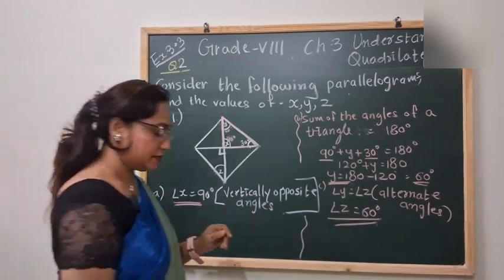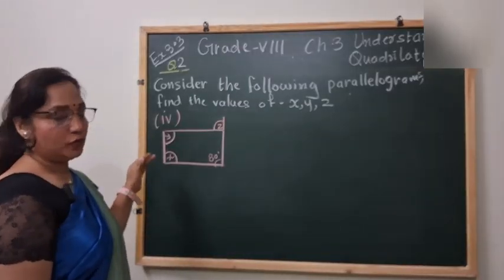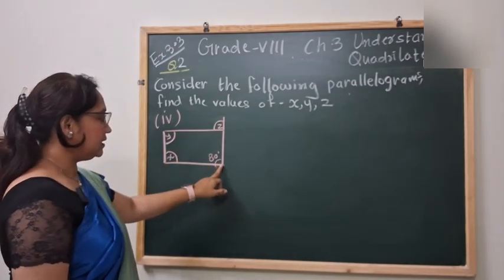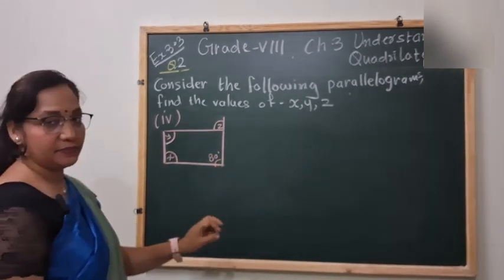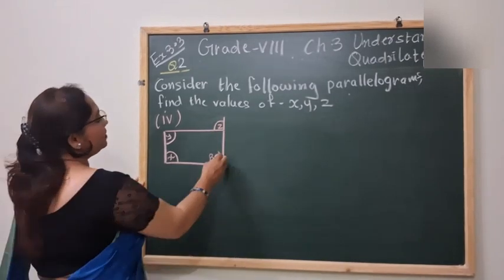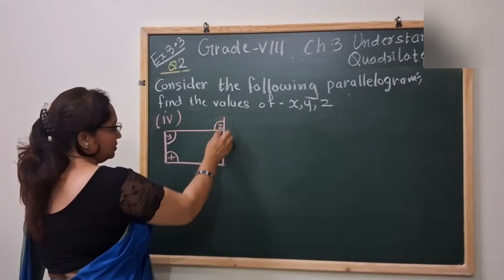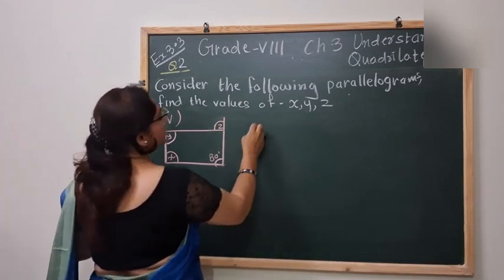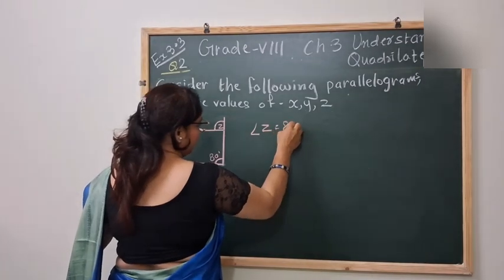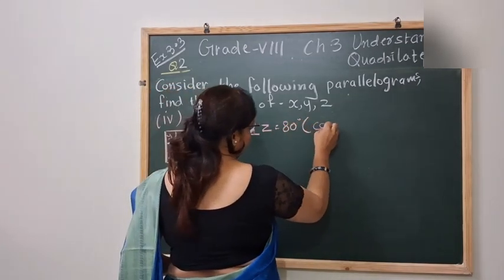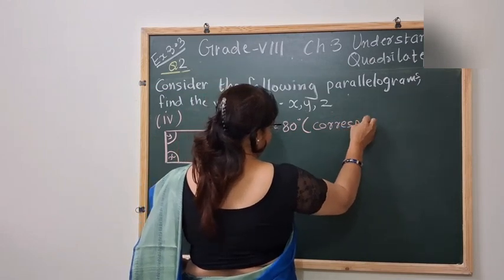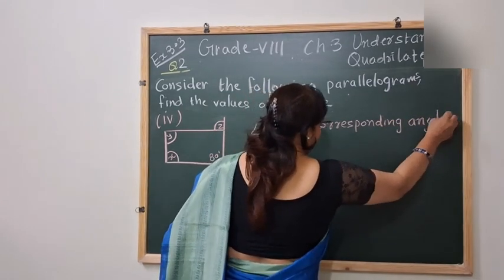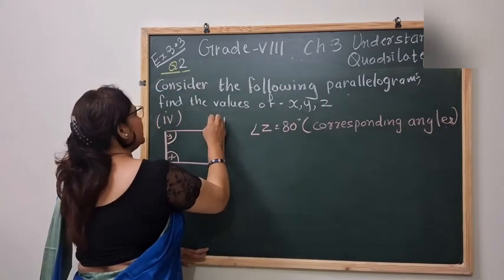Moving on to the next one, students. Question number 2, fourth one. If you look at this figure, again we have to find the value of x, y and z, and here one angle of 80 degrees is given. So this is a very simple question, students. Now we can see that this 80 degrees and this are corresponding angles, and corresponding angles are always equal. So you can write angle z is equal to 80 degrees, corresponding angles. So we have got z also as 80 degrees.